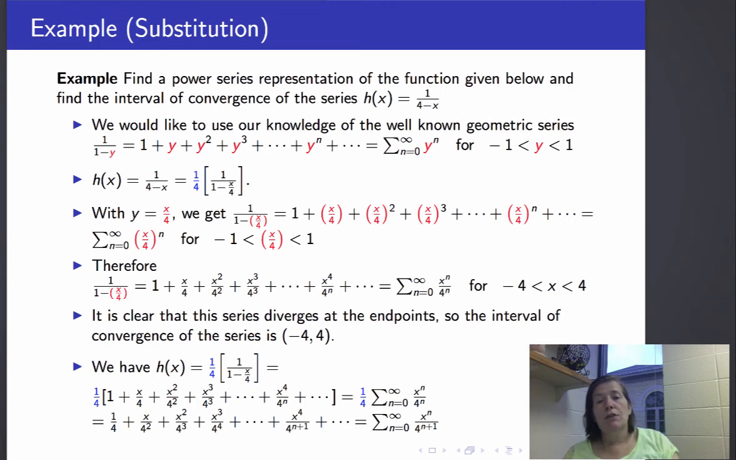And now my original function was 1 over 4 times 1 over 1 minus x over 4. So the power series expansion for that is 1 over 4 times the power series expansion for 1 over 1 minus x over 4. And that's equal to the sum from 0 to infinity of x to the n over 4 to the n plus 1. That's multiplying every term in the above power series by 1 over 4.